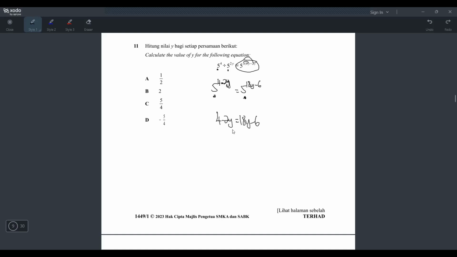If the base on both sides is the same, the power on both sides will also be the same. Okay, so after you get here, you can find your y. How to find y? Y with y can be combined, number with number can be combined. Minus 2, when you move it becomes plus 2. 18 plus 2 is 20y. Minus 6 becomes plus 6. 4 plus 6 is 10. So y is 1 over 2. So the answer is A, 11.